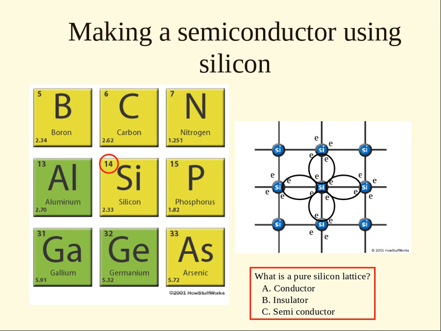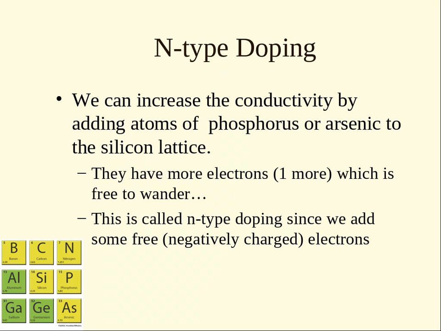First off, we have silicon, which has 4 electrons on its outer band. When it's put together, they are tightly held. So in general, a pure silicon lattice is considered more of an insulator than anything else. But when we do something to the lattice, we can increase the conductivity to make it a conductor or semiconductor, depending on what we do to it.